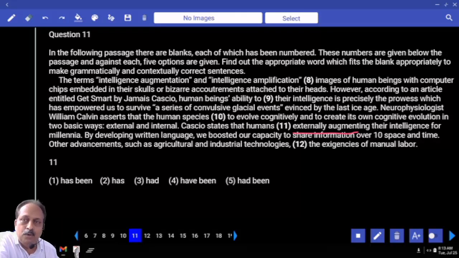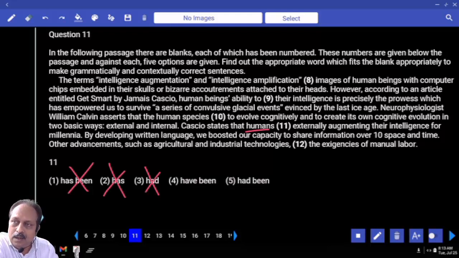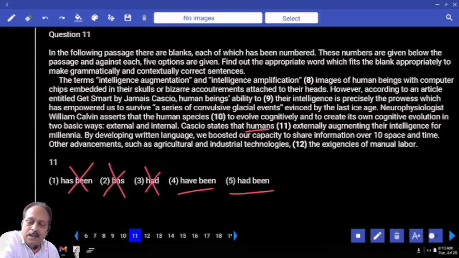Humans, singular or plural? Underline the word humans. Plural. Will you say has been or have been, right or wrong? Has is wrong. Had is wrong. What is the answer? There are two options here: have been augmenting, had been augmenting.